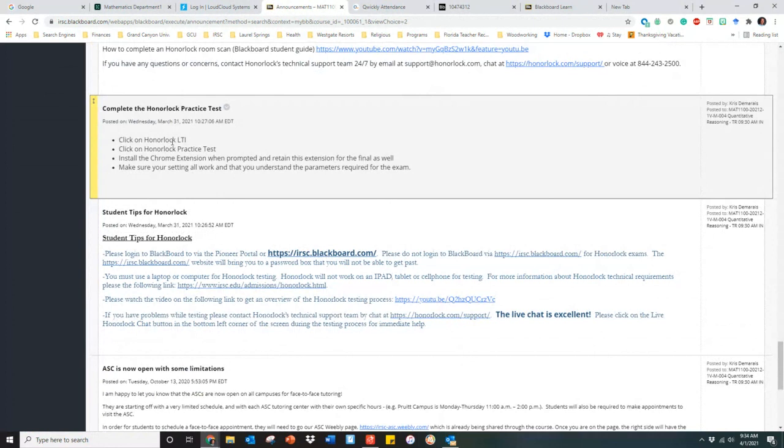And I gave this to you in your email as well. So I forwarded it to your email. So that way you can go ahead and have it there rather than having it being through just announcements. Because sometimes scrolling all the way down is too much trouble for some people. So anyway, you'll see where it says click on the Honorlock LTI and then click on the practice test. So everything you see here is the instructions preparing you for the final.